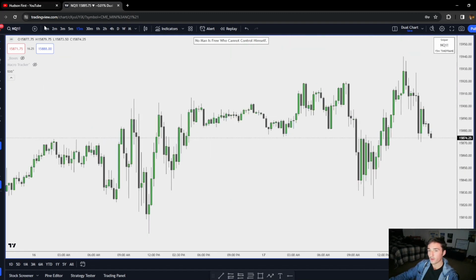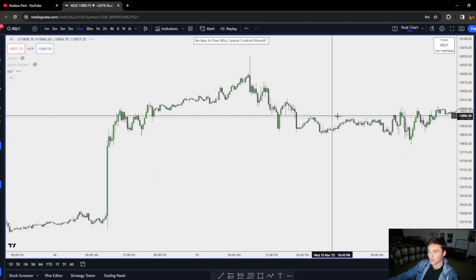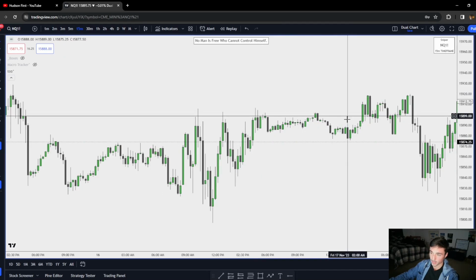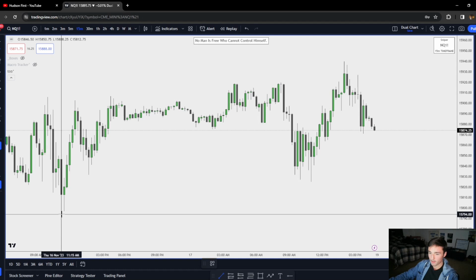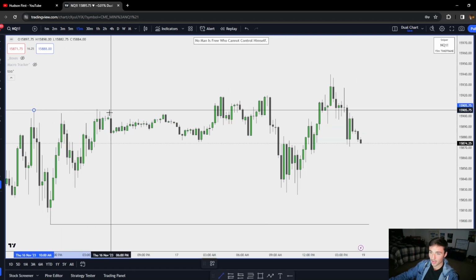So if we want to go down to a 1-minute, this is how you're going to want to frame a trade off of it. If we're looking at a 15-minute time frame, we have an external low down here. We have an external high right here. What do you see? We take that high.